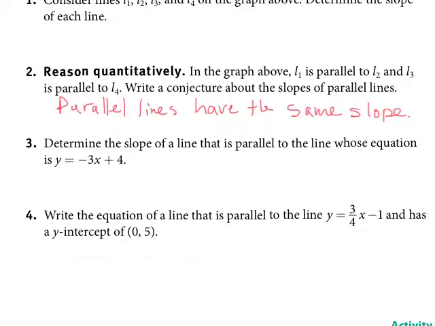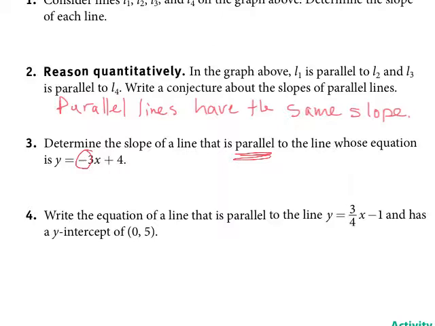So number 3 says, determine the slope. Remember, all I care about here is the slope of a line that is parallel. What do you think of when you read the word parallel? Same slope. To the line whose equation is y equals negative 3x plus 4. What is the one and only thing that I care about with that line that they give me? I care about the slope. So what is the slope of that equation? Negative 3, right? If it's in slope-intercept form, which is y equals, the slope is right next to x. So the slope is negative 3.